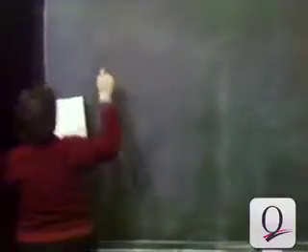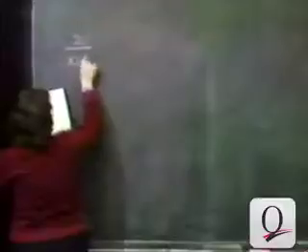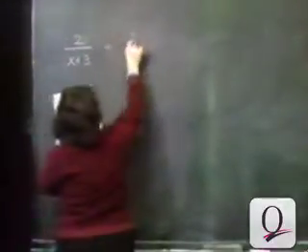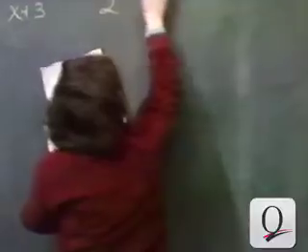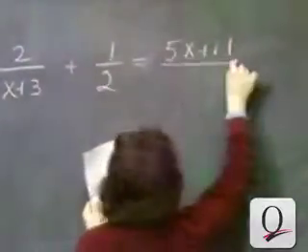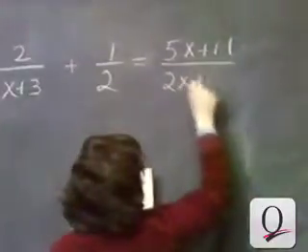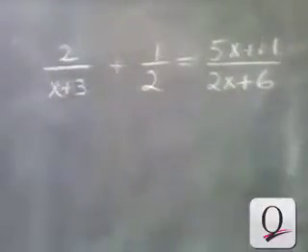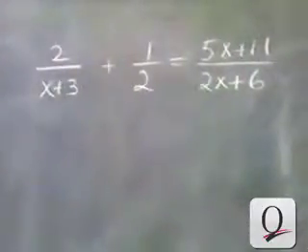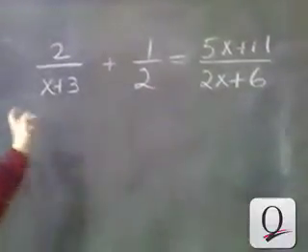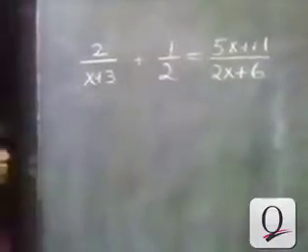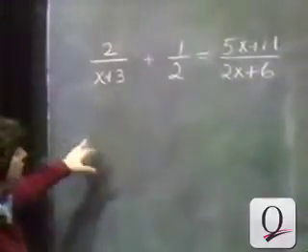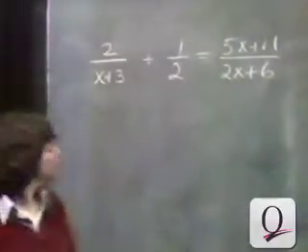Okay, let's solve this for x: 2 over x plus 3 plus 1/2 equals 5x plus 11 over 2x plus 6. Okay, we want to find the lowest common denominator of all these fractions, so we can multiply both sides of this equation by the lowest common denominator, and in doing that we will clear fractions.